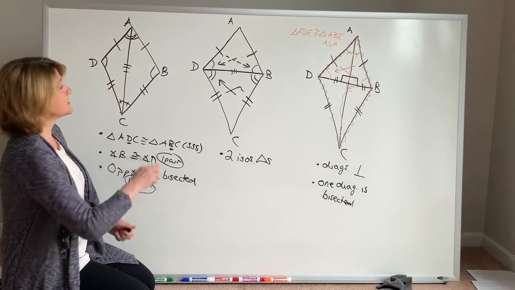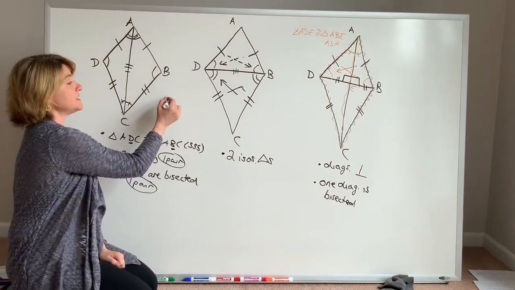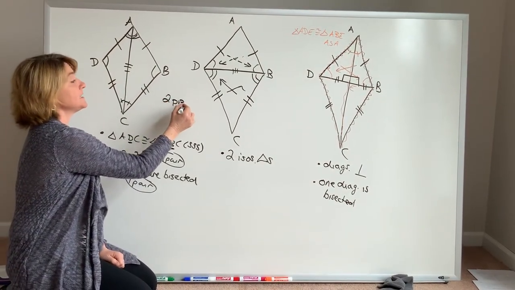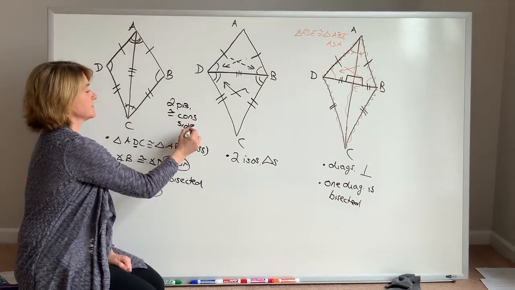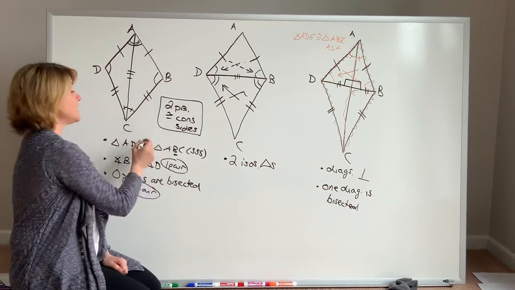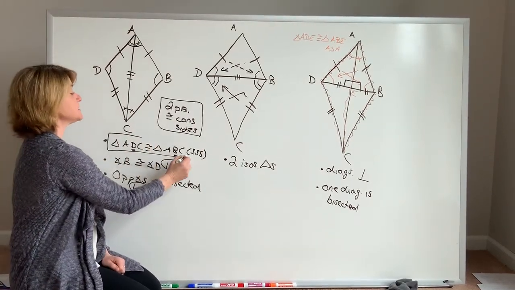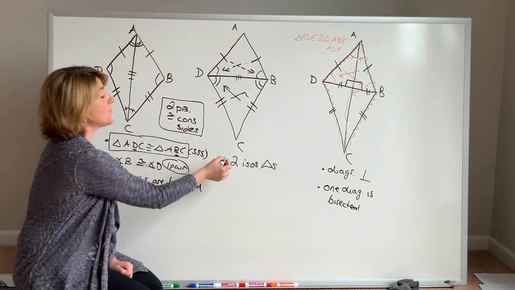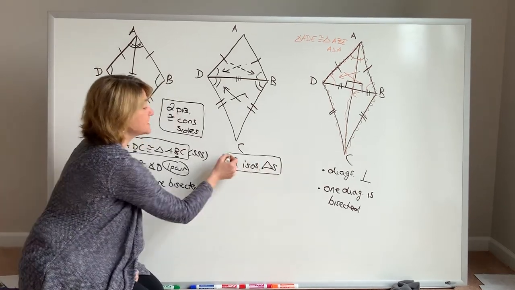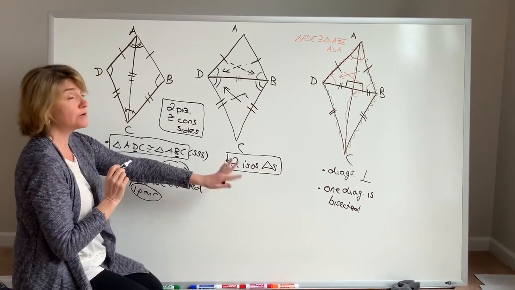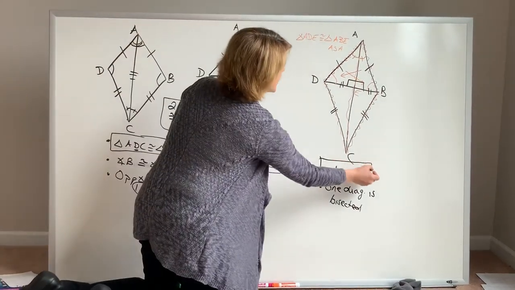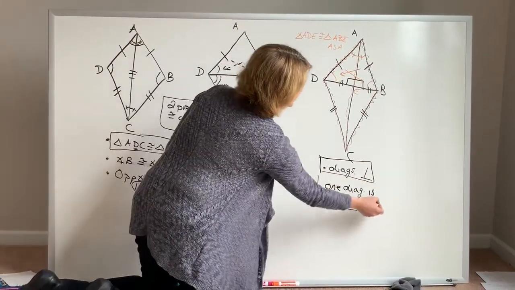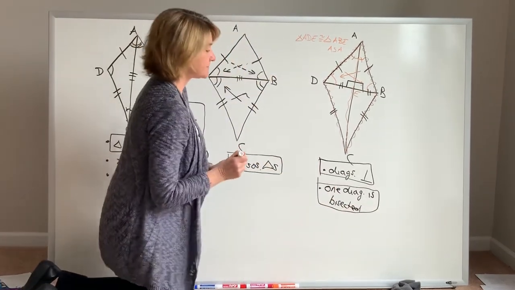So what your book says is we need to know what the definition is: exactly two pairs of congruent consecutive sides. And then we have one diagonal that gives us a pair of congruent angles, one diagonal that gives us a pair of isosceles triangles that aren't congruent, but they are isosceles. Diagonals are perpendicular, and one diagonal is bisected.